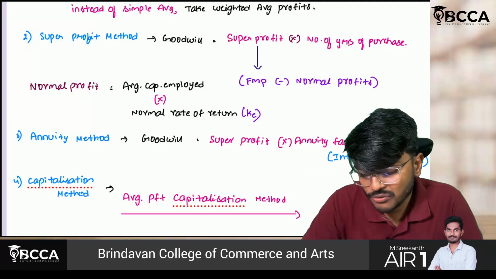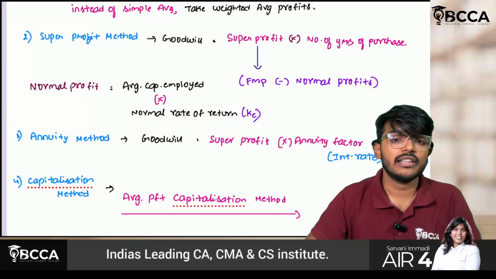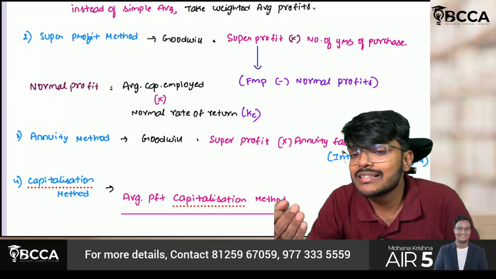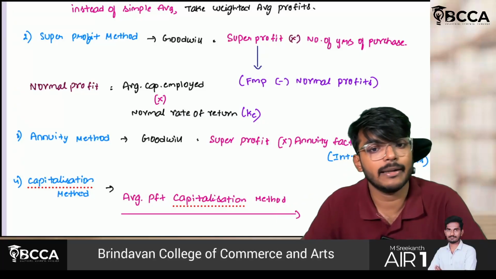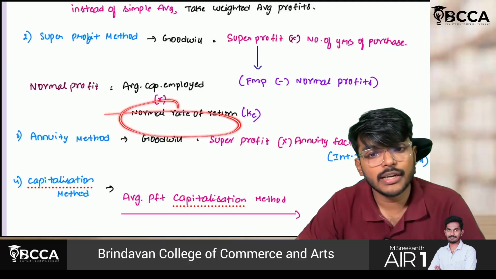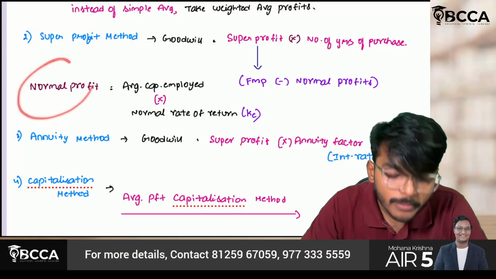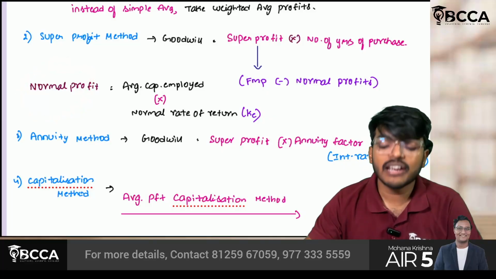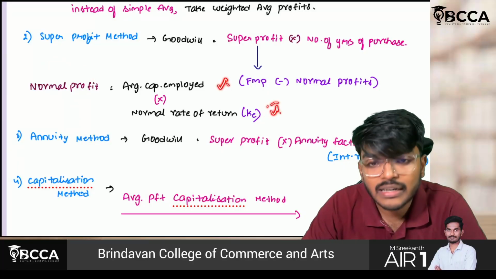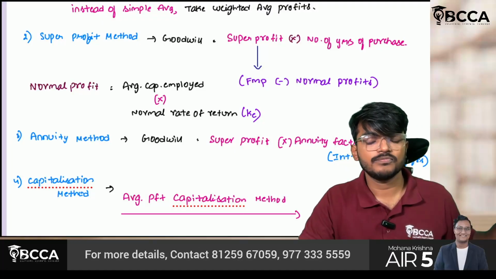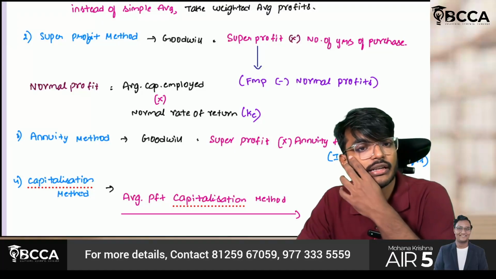For exam perspective, this normal rate of return will be directly given in the question. This is nothing but if you invest this amount somewhere, what is the return which you will be getting? That is the normal rate of return. Okay? Yes, sir. So this normal profit will be obtained by average capital employed into normal rate of return. Guys, you will get complete clarity while solving the problems. That is my assurance. Easily you can answer.